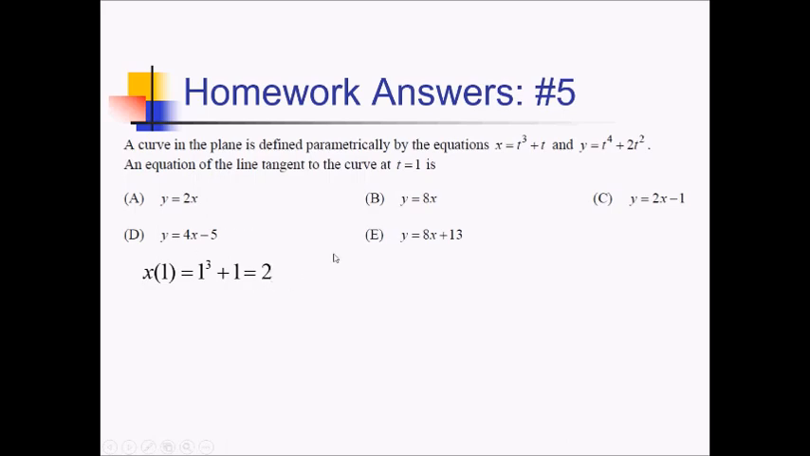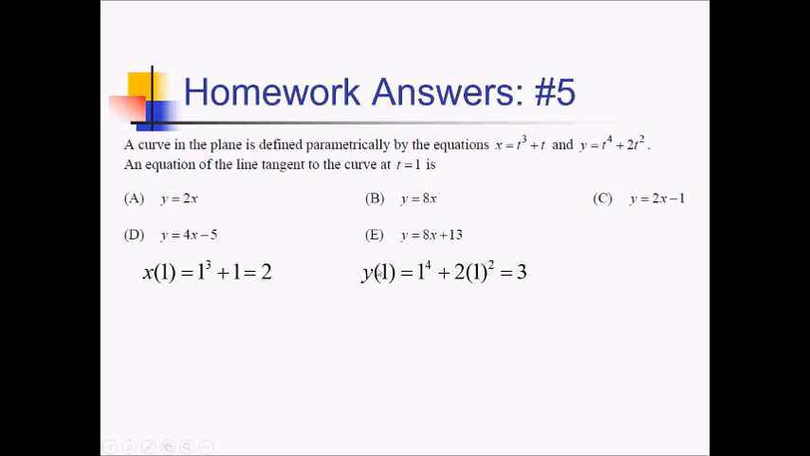Now we need the y value at time 1, so that's going to be y of 1, which is 1 to the 4th plus 2 times 1 squared. Well, that's just 1 plus 2, which is 3. So we have the point 2, 3 that we're going to plug in, and we're also going to need a slope to go with that. Now they gave these to us in slope-intercept rather than point slope, so we can't use 2 and 3 to really narrow this down at all.